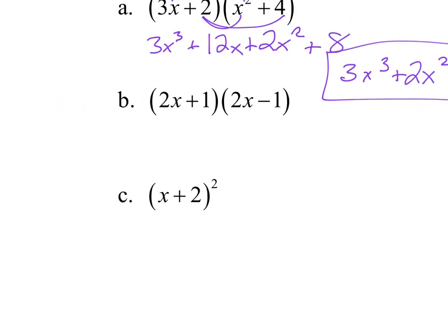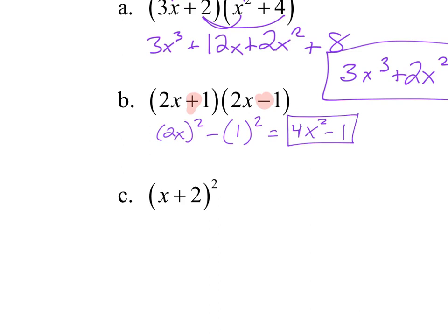All right, this one is conjugates. Notice the plus and the minus with the same first term and last term. So this is going to be the first term squared minus the last term squared. 2 squared is 4. X squared is x squared. Minus 1 squared is 1. Not too bad.